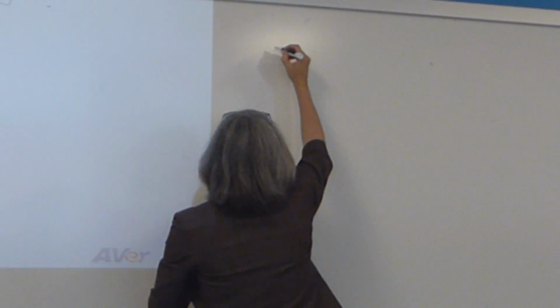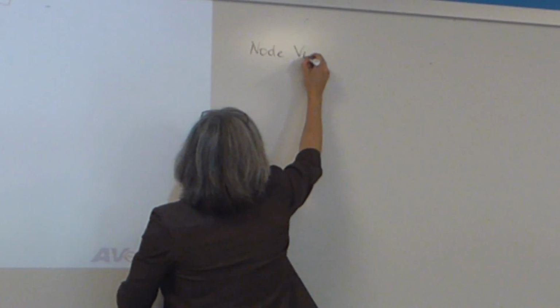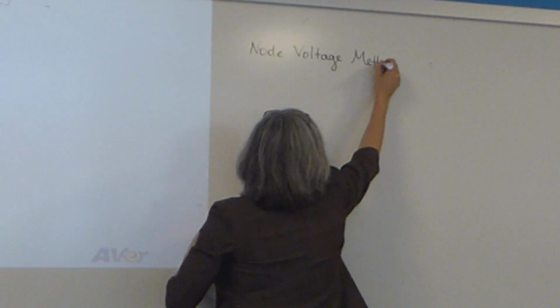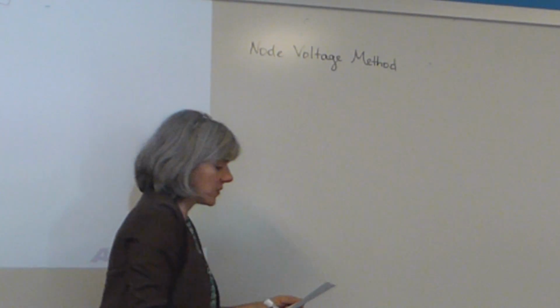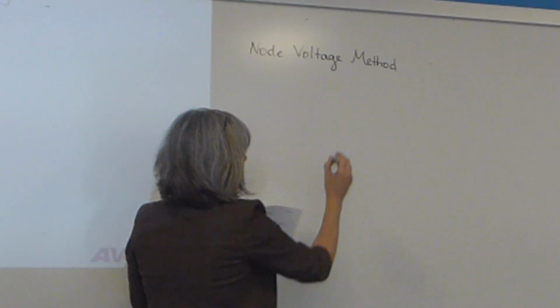Okay, so this is what node analysis looks like. Node analysis or node voltage method, same thing. So the node voltage method. The process is defined, again, remember this is a process method.